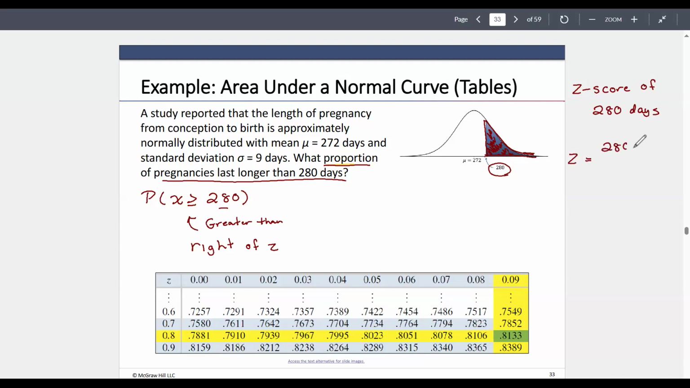So we'll have 280 days, subtract that mean of 272 days, divided by that standard deviation of 9 days. So that is going to be 8 over 9, or 0.8 repeating, but we're going to round to 2 decimal places, so 0.89. So that means I can convert my problem. I'm not looking at X being greater than 280, but I'm really looking at the probability that the Z-score is over 0.89. I'm just taking our score and converting it into a Z-score.